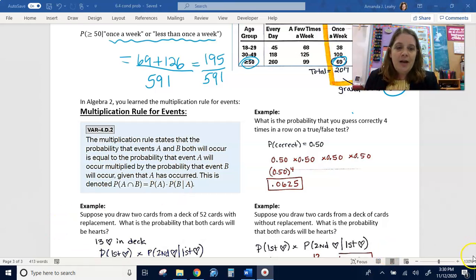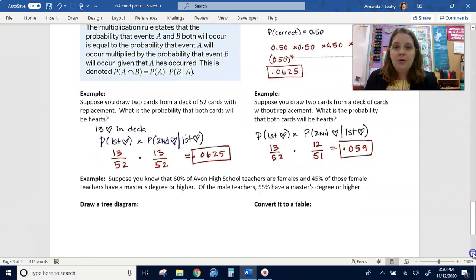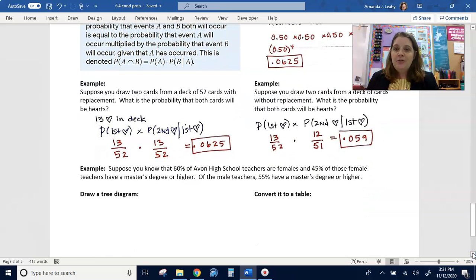Now let's suppose I am drawing a card from a standard deck of 52 cards. What's the probability that both cards will be hearts? And we're doing this with replacement. What this looks like in terms of probability: I'm going to draw 2 cards, and I want to know the probability the first card is a heart. Well, that's 13 out of 52, 13 hearts out of 52 total cards.